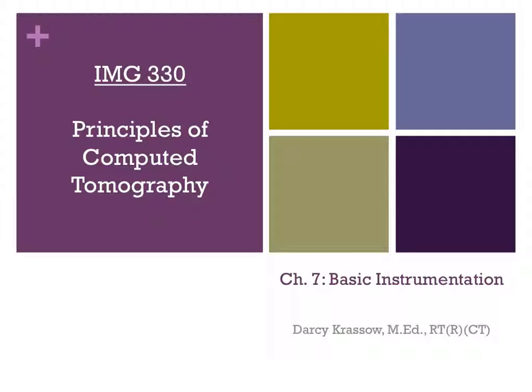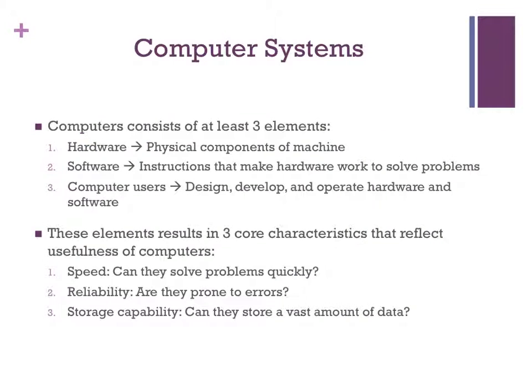Chapter 7, Basic Instrumentation. This chapter reviews a few important basic technical elements regarding computers and outlines the equipment components of the CT scanner, including the imaging system, the CT computer and the processing system, image display, storage and recording, and communications, CT and PACS, and the CT control console and options and accessories for CT systems.